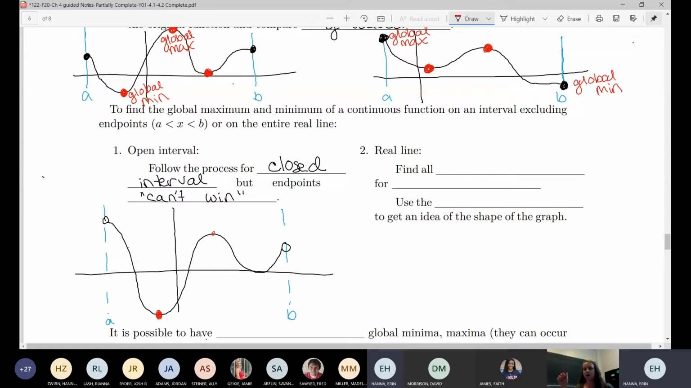function. My screen's lagging again. Lag. There we go. So this local min would be the global min.